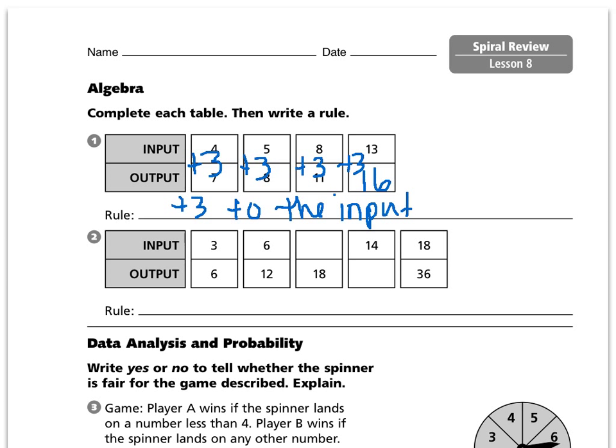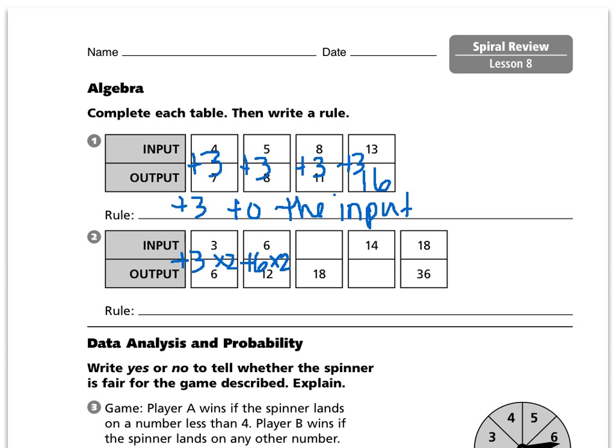For number 2, I'm going to do the same thing. I need to figure out if I'm adding, subtracting, multiplying, or dividing. In order to get 3 to 6, I can add 3, or I could multiply 3 times 2 to get 6. In order to get 6 to 12, I could add 6, or I could multiply 6 times 2 to get 12. What do these have in common? I can see that multiplying by 2 is what I have in common.